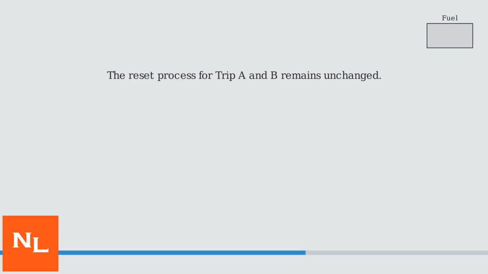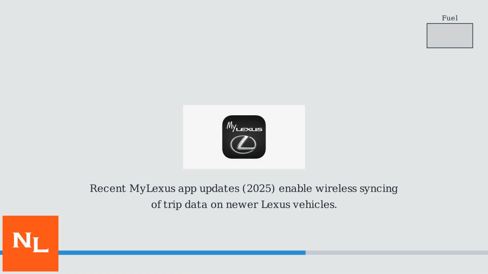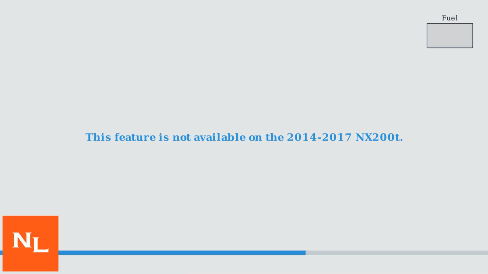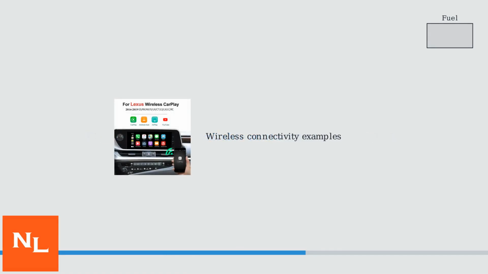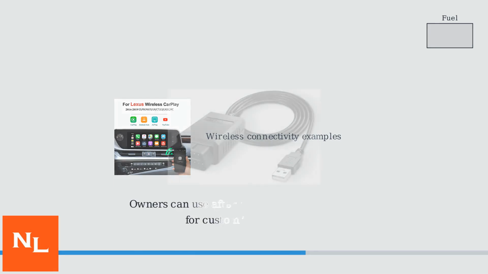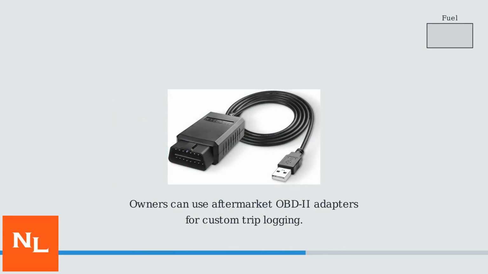The reset process for Trip A and B remains unchanged. However, recent updates to the My Lexus app in 2025 allow wireless syncing of trip data on newer Lexus vehicles. Note that this feature is not available on the 2014-2017 NX200t. For those looking to enhance connectivity on older models, wireless systems like CarPlay are available. Owners can still use aftermarket OBD2 adapters for custom trip logging.